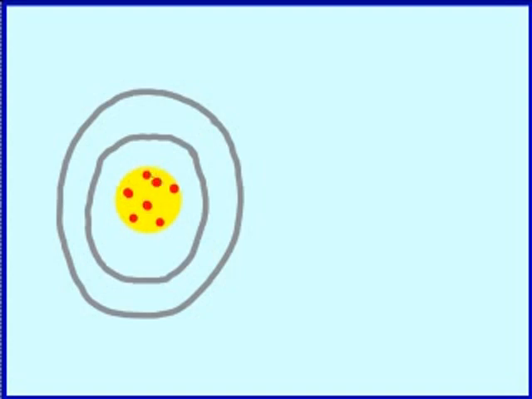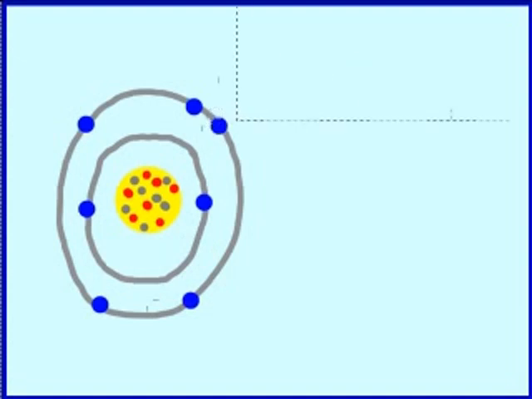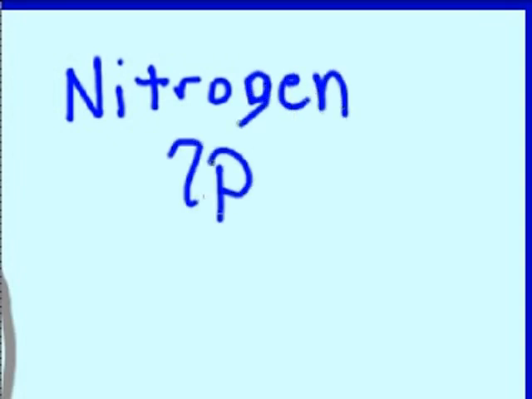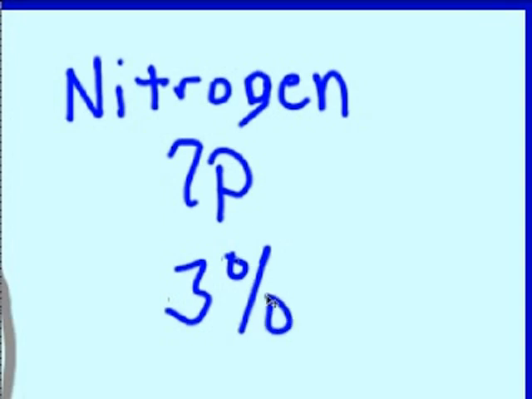7 protons, and it is going to have 7 neutrons. 2, 3, 4, 5, 6, 7. And it is going to have 7 electrons. 1, 2, 3, 4, 5, 6, 7. And this element is nitrogen. And it is nitrogen because it has 7 protons. And its percentage in the human body is very low, only 3%.